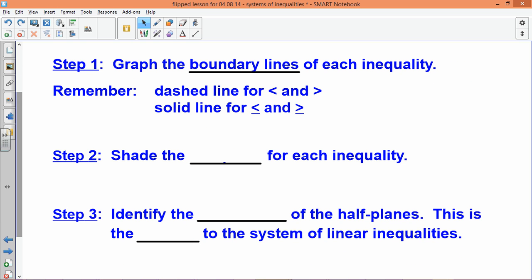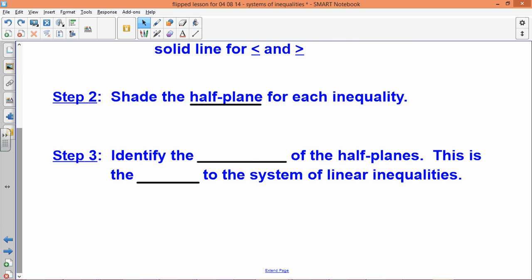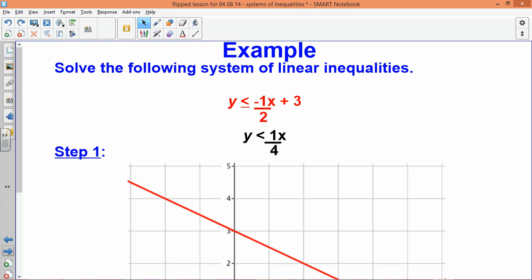Step two, we want to shade the half plane for each inequality. We talked about a couple of ways to figure out which side to shade. You can always use a test point or think about if y is greater than or less than. Step three, identify the intersection of the half planes, and this is going to be the solution to the system of linear inequalities. Without further ado, let's actually do an example.